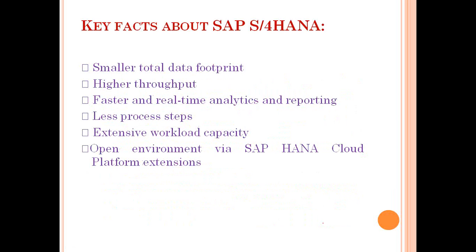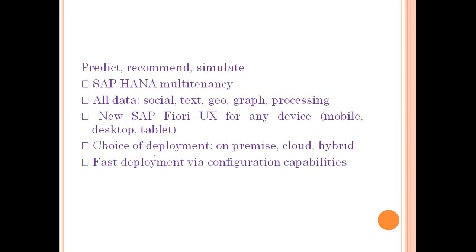So all these are advantages if you are using SBI for HANA. There are some key facts about HANA. Smaller data footprint, higher throughput, faster and real-time analytics and reporting, less process times, extensive workload capacity, open environment. SAP HANA Cloud Platform extensions are available, that is open environment. And again, predict, recommend, and simulate. SAP HANA multi-tenancy, all data, social, text, geographical processing is possible.